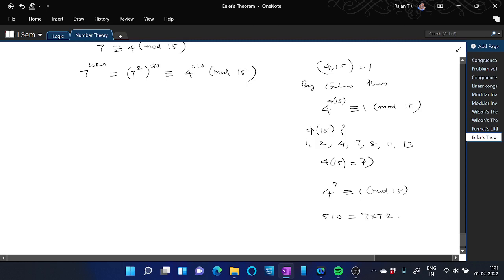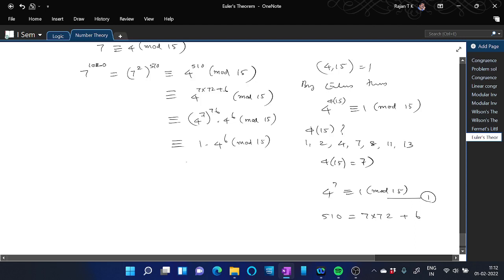as 7 into 72 plus 6 by division algorithm, and therefore this is congruent to 4 raised to 7 into 72 plus 6 mod 15, which is congruent to 4 raised to 7 raised to 72 into 4 raised to 6 mod 15. By this result, 4 raised to 7 raised to 72 is congruent to 1 mod 15. So 1 into 4 raised to 6 mod 15. And we know 4 square is congruent to 1 mod 15. Therefore, 4 raised to 6 is congruent to 1 cube mod 15, that is congruent to 1 mod 15.